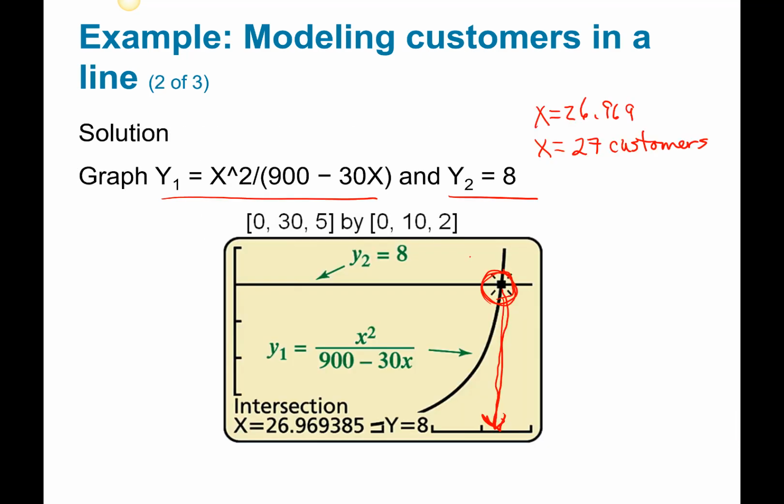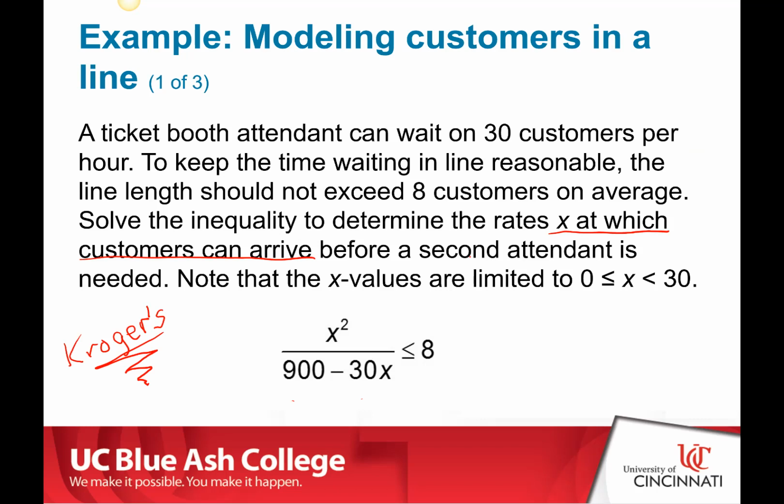Are there other ways to solve this problem? Gosh, Chuck, what if I don't have a graphing calculator? Now what do I do? Well, you can rewrite this as x squared over 900 minus 30x minus 8 less than or equal to 0. You could combine those. How could you combine those two things? You need to get a common denominator, put them together, and solve for this.